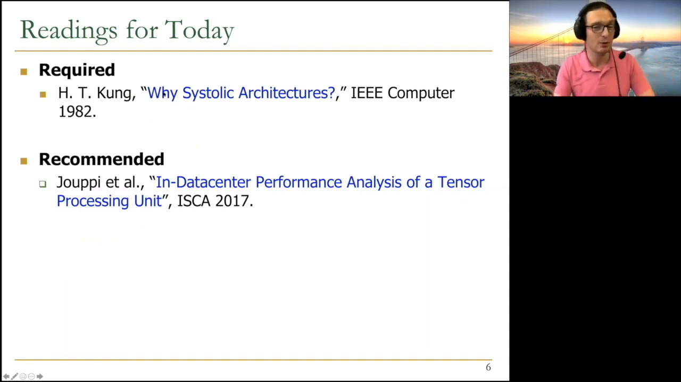I'm going to cover the "Why Systolic Architectures?" paper by H.T. Kung, which is a beautiful seminal paper. And we're going to cover a more recent systolic array paper that talks about Google's Tensor Processing Unit, which is at the core a systolic array architecture.